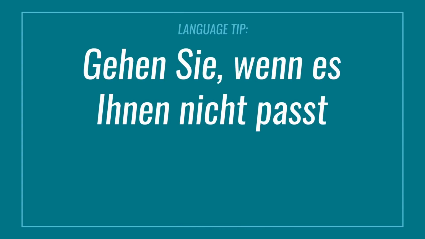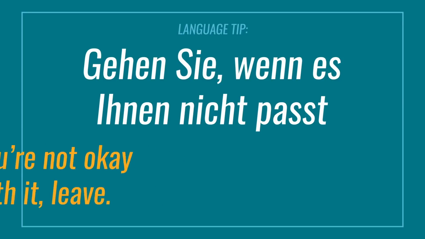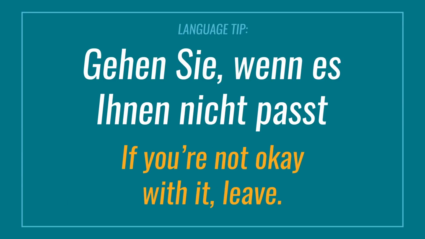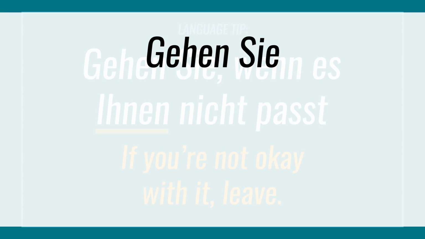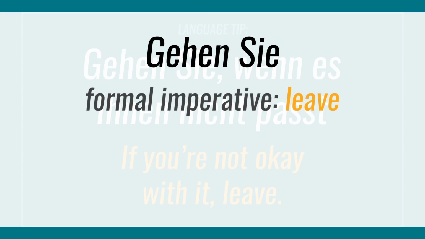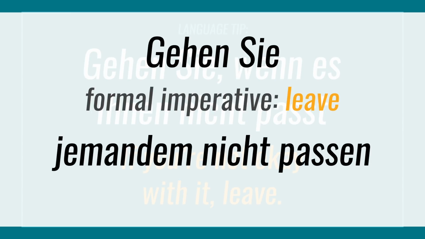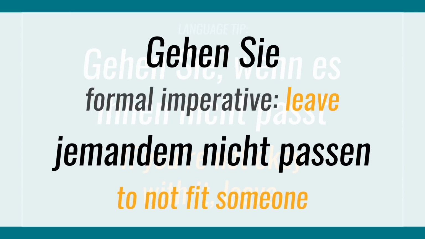A final example is, gehen Sie, wenn es Ihnen nicht passt, which literally means, if you're not okay with it, leave. This sentence uses both Sie and Ihnen. Gehen Sie is the formal imperative, leave, and jemanden nicht passen, not to fit someone, is a common expression used to describe a piece of clothing that doesn't work on someone.